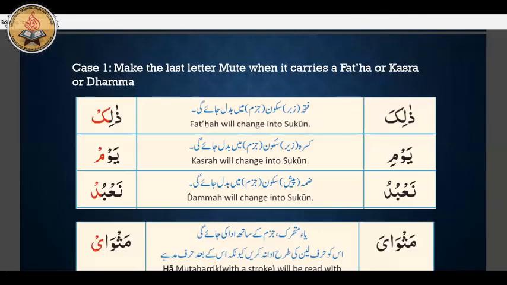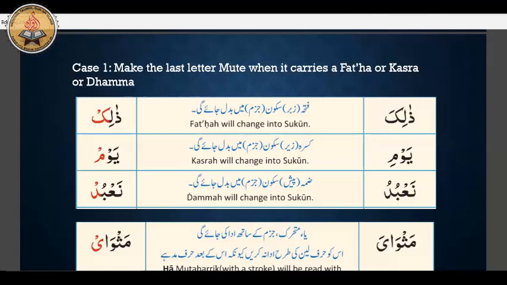Is Tajweed compulsory when you read the Quran? Sorry, I can't hear you properly. Are you talking about Bismillah? Yeah. Okay, yep.